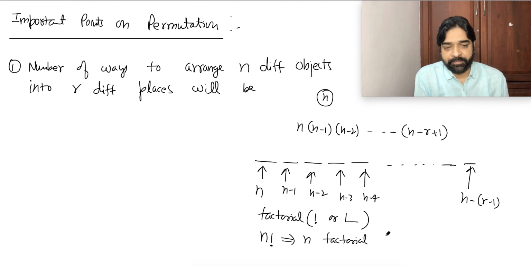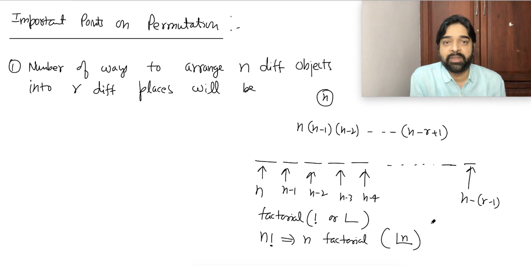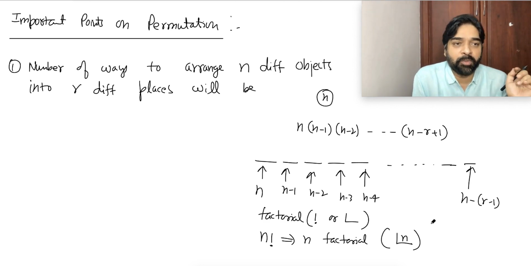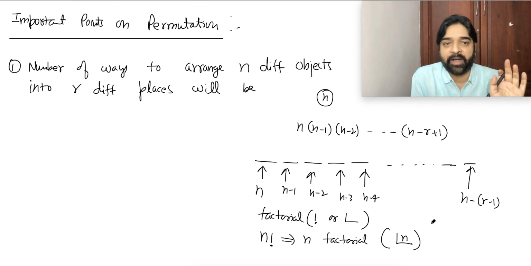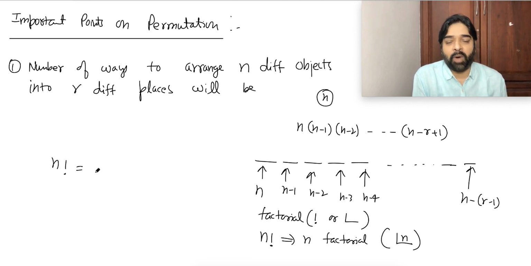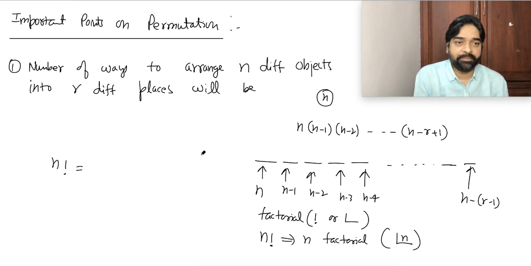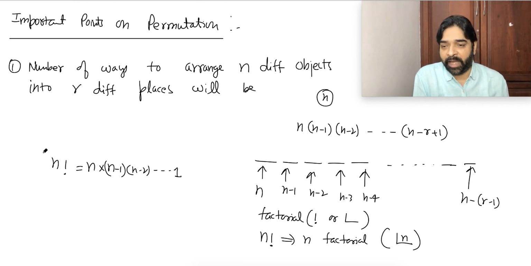So n factorial is written this way also in some books. If by chance you are reading Hall and Knight, very old books, 100 years old, you'll find this kind of symbol, so don't get confused. This is n factorial only. So n factorial is always equal to what? Whenever you have to write n factorial, start from n and go up to 1 as a multiplication: n into n minus 1 into n minus 2 and so on till 1. This is the n factorial value.